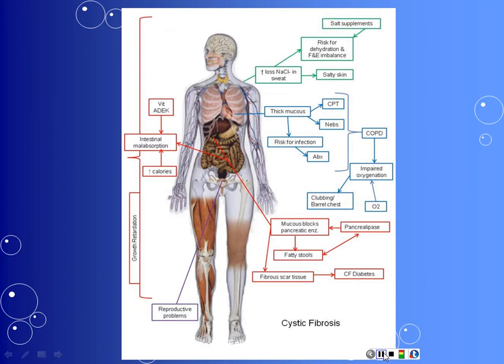Reproductive problems. So a lot of males are sterile due to the mucus in the vas deferens. Females, you have a lot of mucus and things like that, and so it depends, but they may not be able to get pregnant.